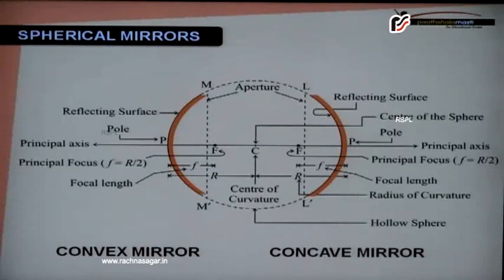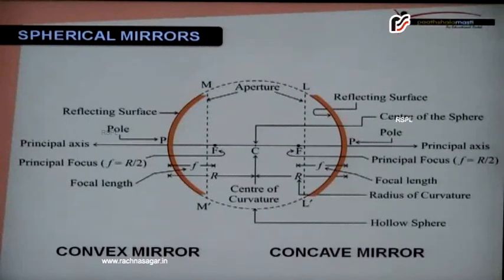It is also called a converging mirror because after reflection it converges the rays of light. Number 2, convex mirror. A mirror whose outer bulging surface is the reflecting surface is known as a convex mirror. It is also called a diverging mirror because after reflection the rays of light which are coming from infinity are diverging out from a point.